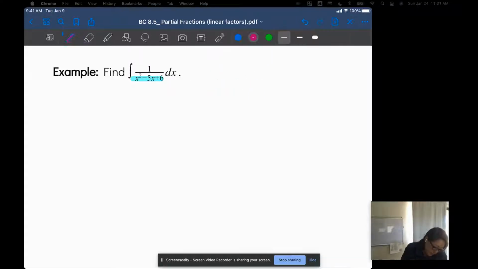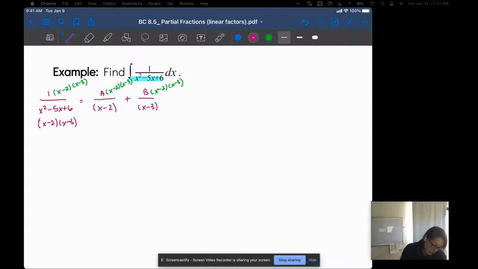Okay, so how we do that is we say 1 over x squared minus 5x plus 6 is equal to A and B. We factor: x squared minus 5x plus 6 is x minus 2 times x minus 3. So I'm going to put a factor of x minus 2 times x minus 3. Then we multiply by the common denominator, which is x minus 2 times x minus 3, and we cross out everything that cancels. So that should cancel out our denominators.